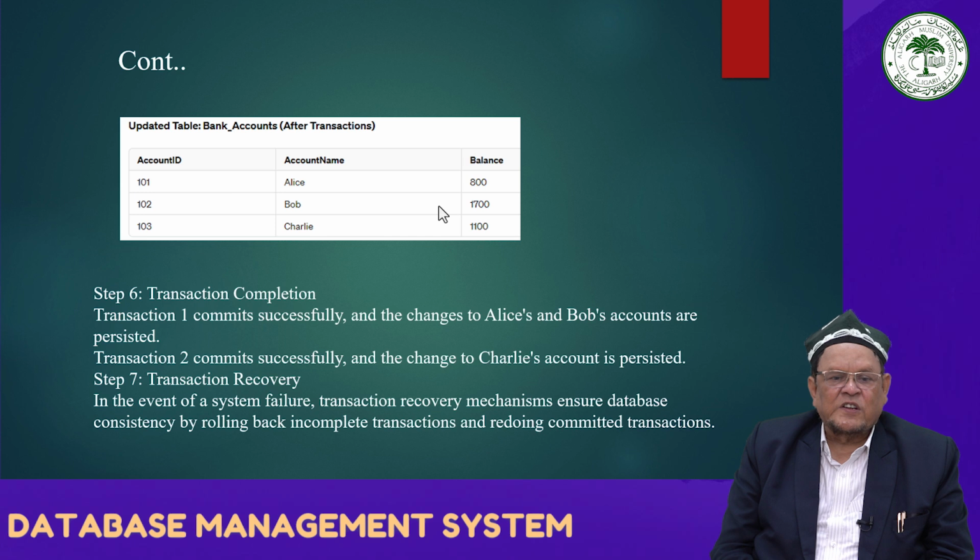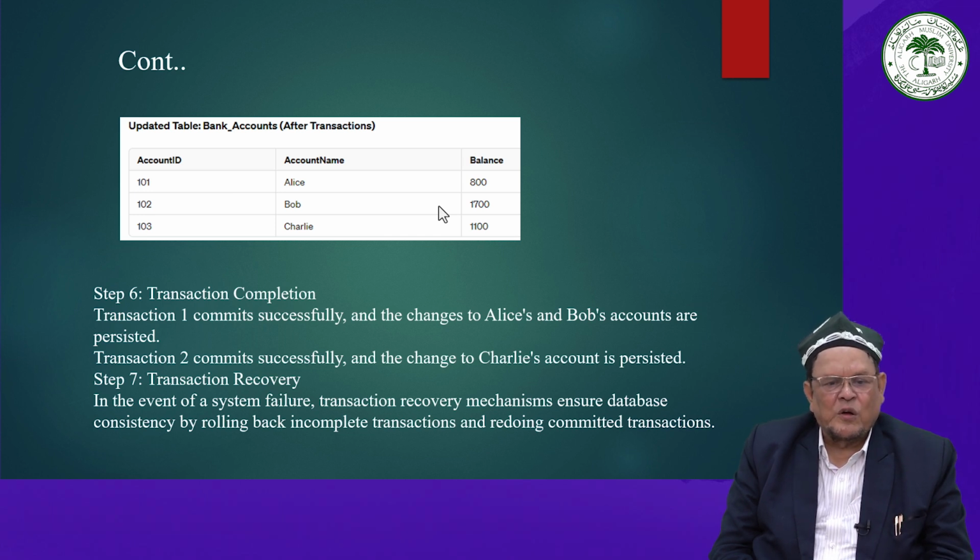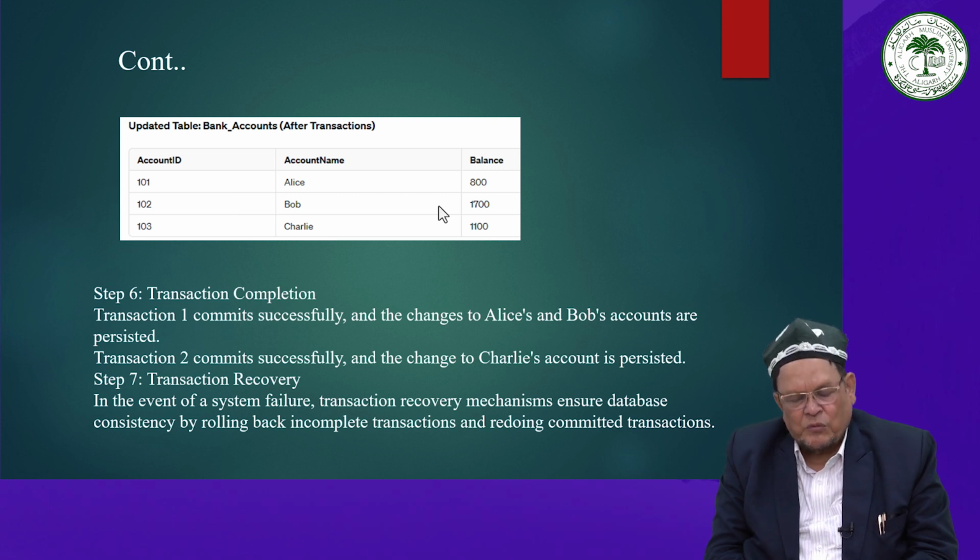Sixth step, transaction completion. Transaction 1 commits successfully and the changes to Alice's and Bob's accounts are persisted. Transaction 2 commits successfully and the change to Charlie's account is persisted. Seventh, transaction recovery. In the event of system failure, the transaction recovery mechanism ensures database consistency by rolling back incomplete transactions and redoing committed transactions.